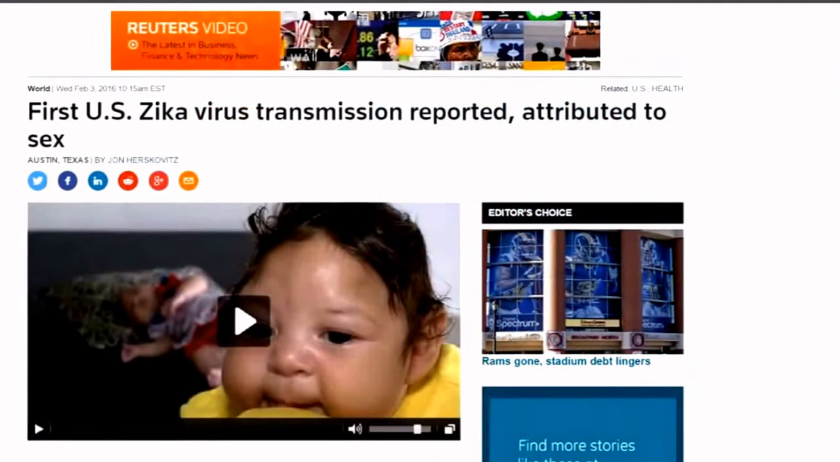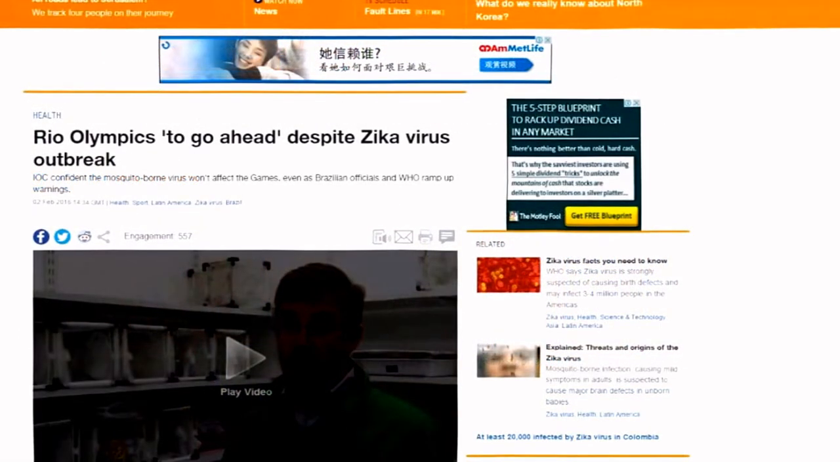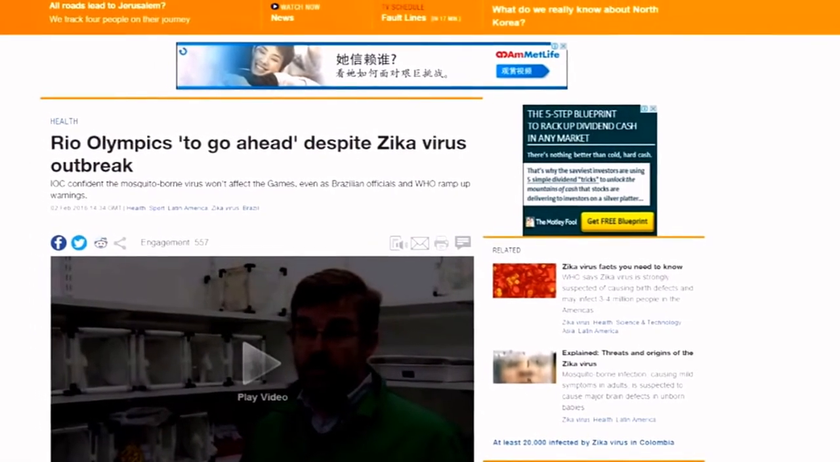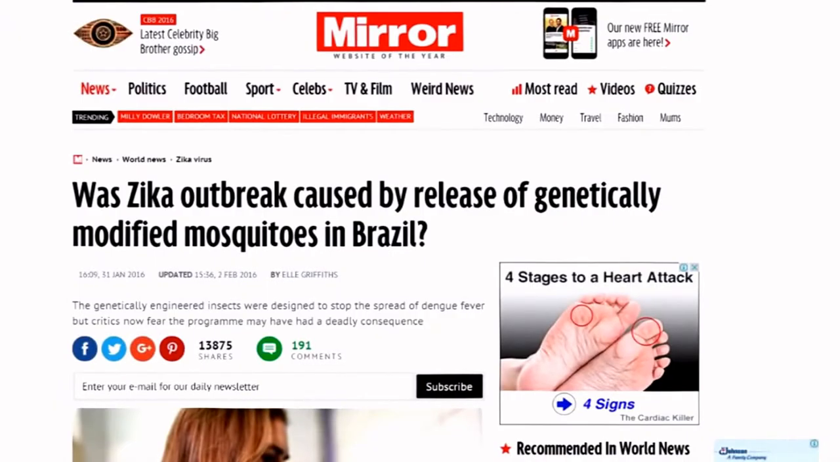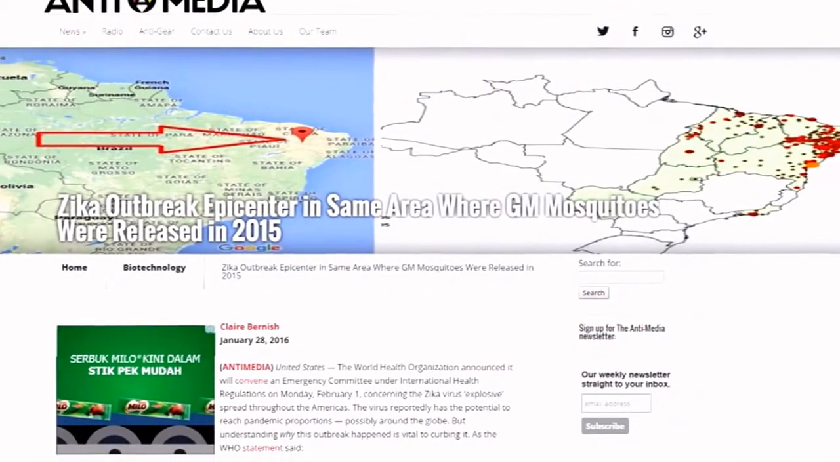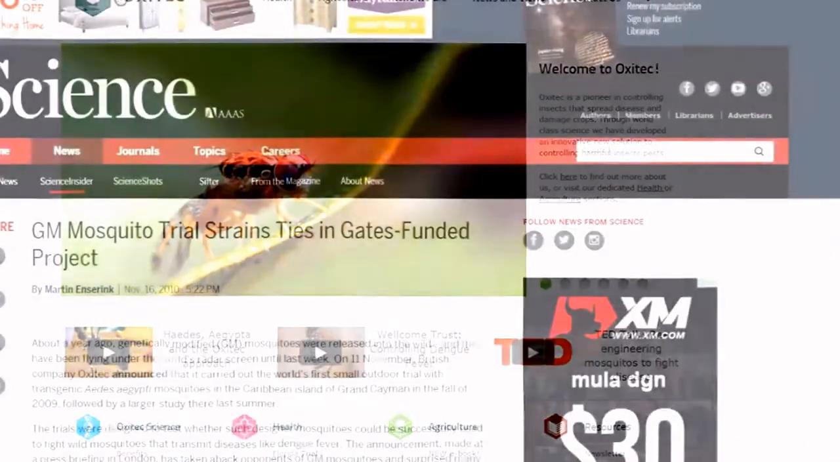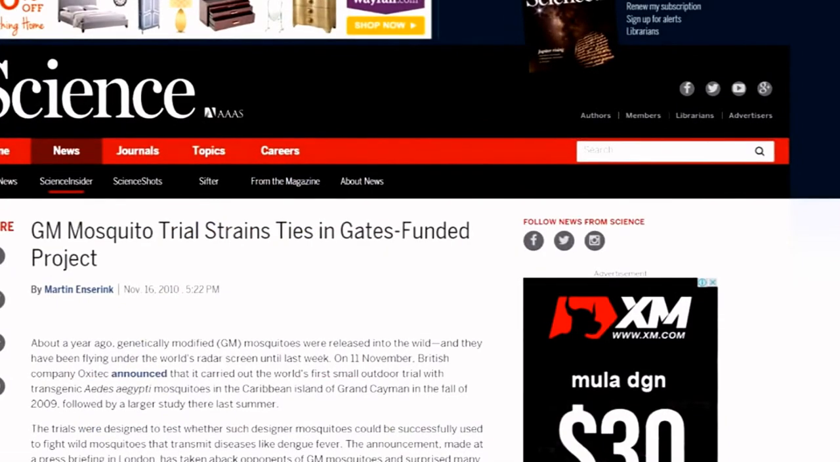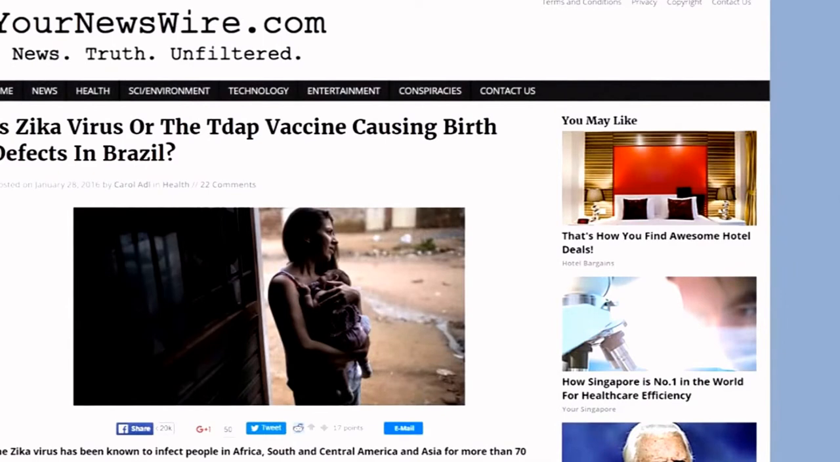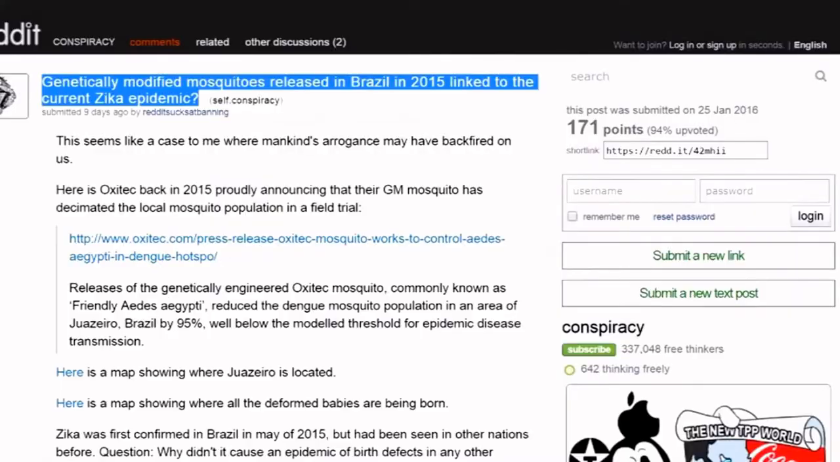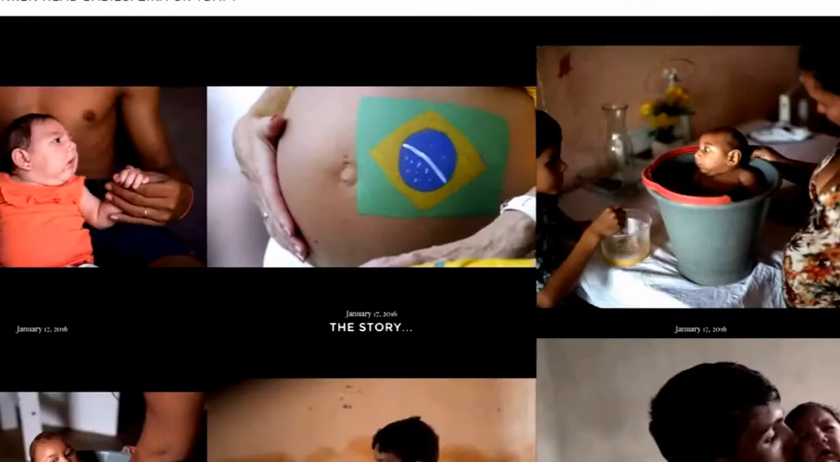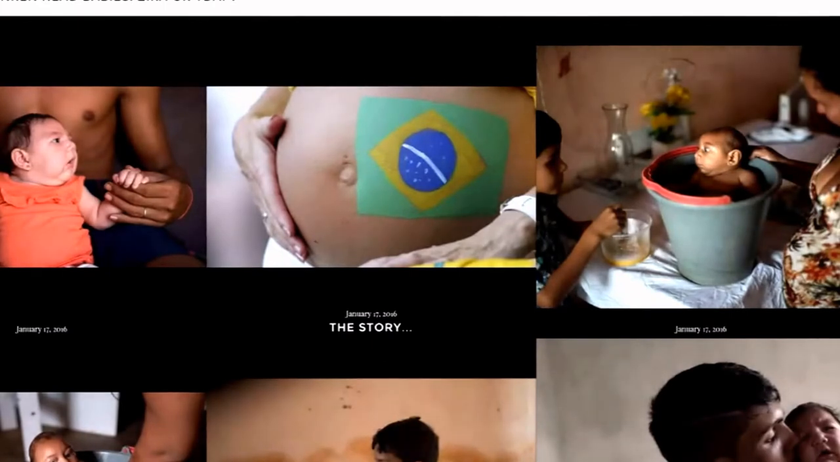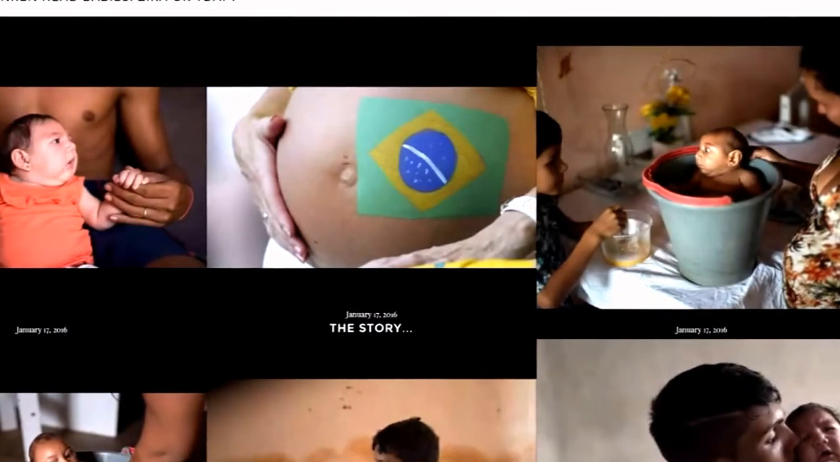A sexually transmitted case has been reported in the US and is yet to be proven. Brazil has allowed this year's Rio Olympics to go on despite the risks. Already, speculations about genetically modified mosquitoes created by British company Oxitec, funded by the Bill and Melinda Gates Foundation, spreading the Zika virus, and the Tdap vaccine causing microcephaly instead of the virus have surfaced, the former originating from a Reddit post, while the latter from a blog. Although both theories present compelling evidence, they do not seem to hold much water, for the moment at least.